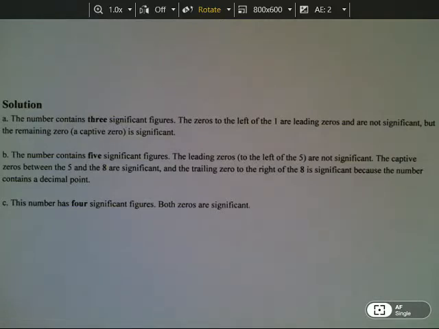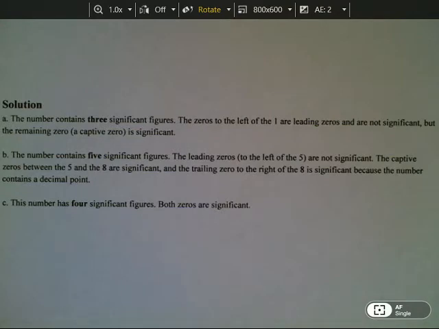The leading zeros, which are to the left of the 5, are not significant because leading zeros are never significant. The captive zeros, or sandwiched zeros, between the 5 and the 8 are always significant. And the trailing zero, which is to the right of the 8, is significant. It's only one, and it's significant because the number contains a decimal point.